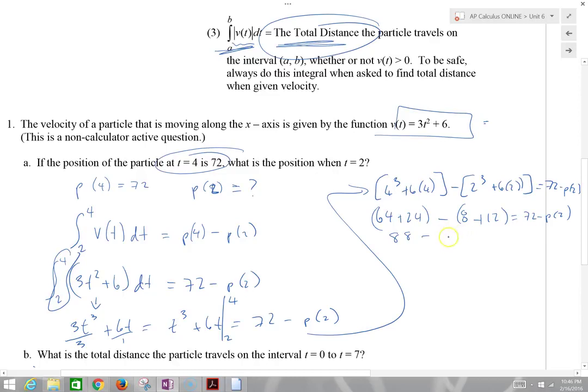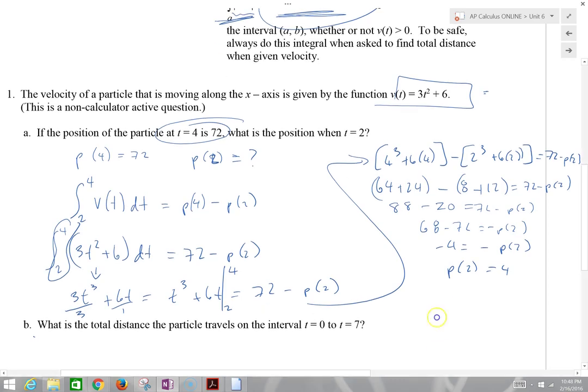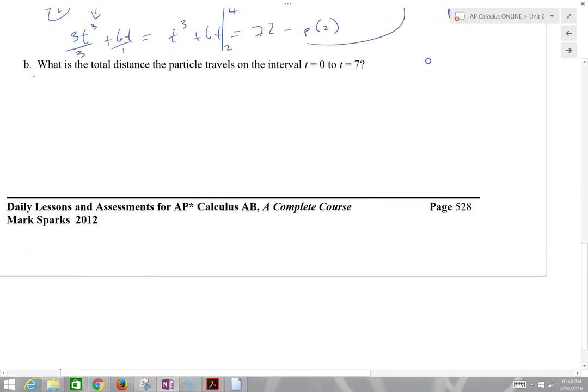Which is 88 minus 20. Solving for p of 2. We end up with negative 4 equals the opposite of p of 2. So p of 2 equals 4. So that is the fundamental theorem of calculus and how we can use it, knowing given certain information.